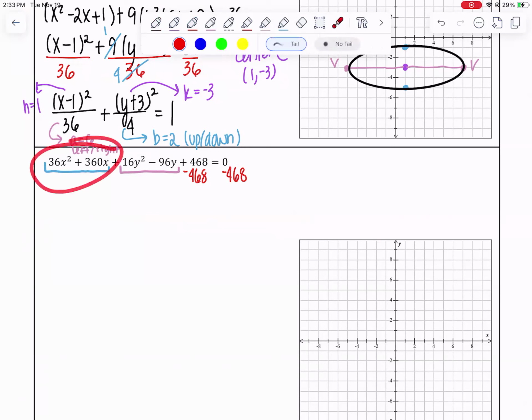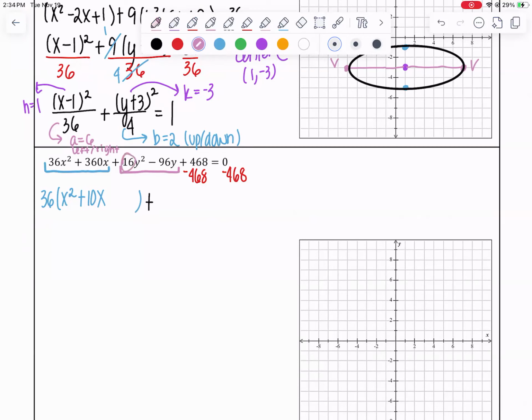For the very first set, I am going to be factoring out a 36. I'm factoring out the number in front of x squared. So I'm left with x squared, 360 divided by 36 is 10, so x squared plus 10x. I'm going to leave a space right there. Plus, I'm factoring out the number in front of y squared, 16. Y squared minus, and then 96 divided by 16 is 6, so -6y, leave a little space there, is equal to -468.